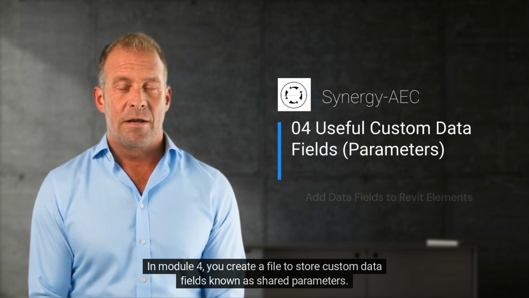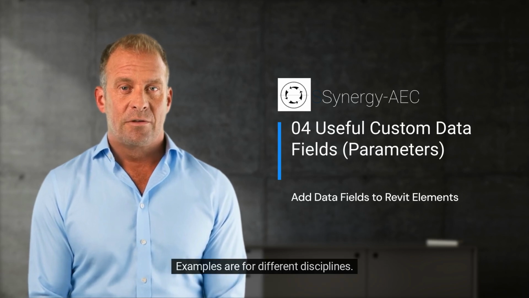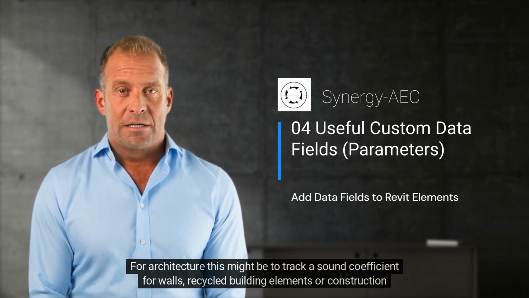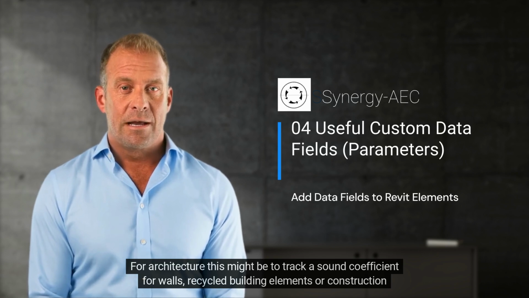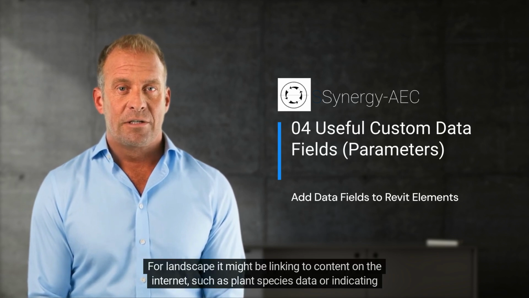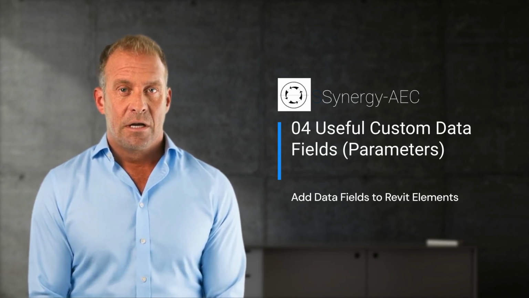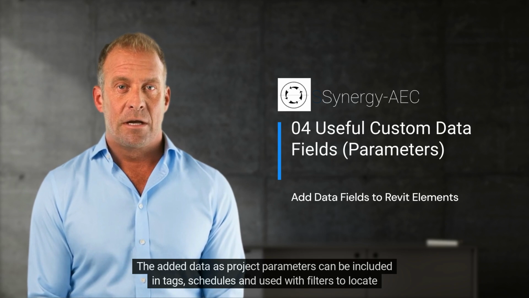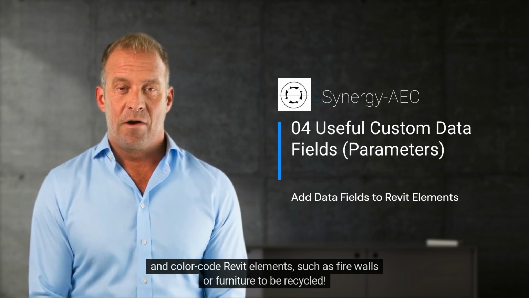In Module 4, you create a file to store custom data fields known as shared parameters. Examples are for different disciplines. For architecture, this might be to track a sound coefficient for walls, recycled building elements, or construction sequencing. For landscape, it might be linking to content on the internet, such as plant species data, or indicating which species are native to the project location. The added data as project parameters can be included in tags, schedules, and used with filters to locate and color code Revit elements, such as firewalls or furniture to be recycled.